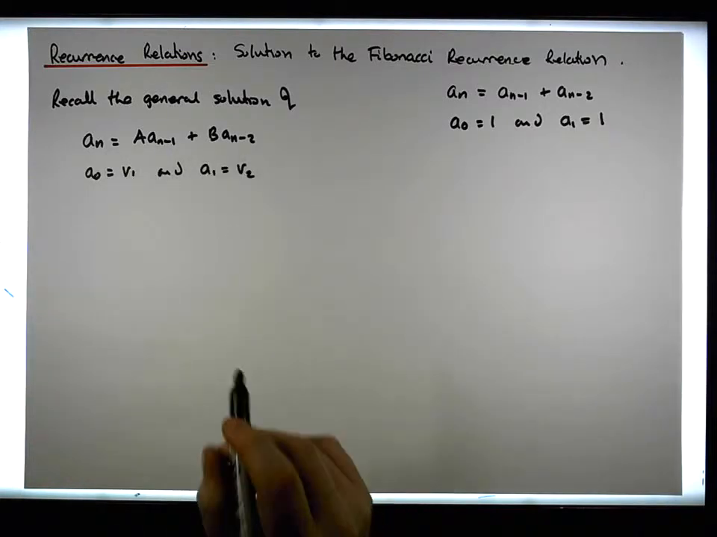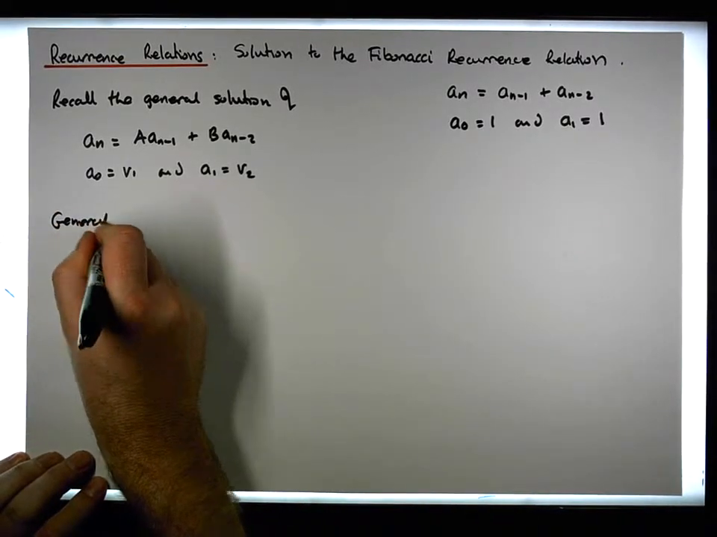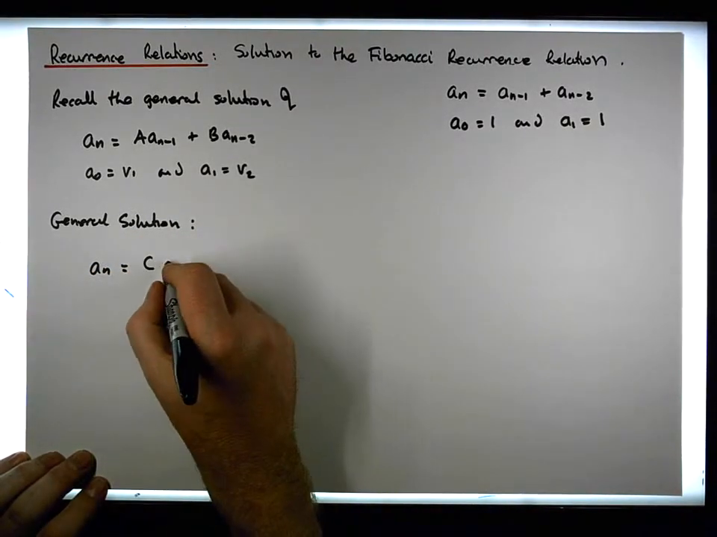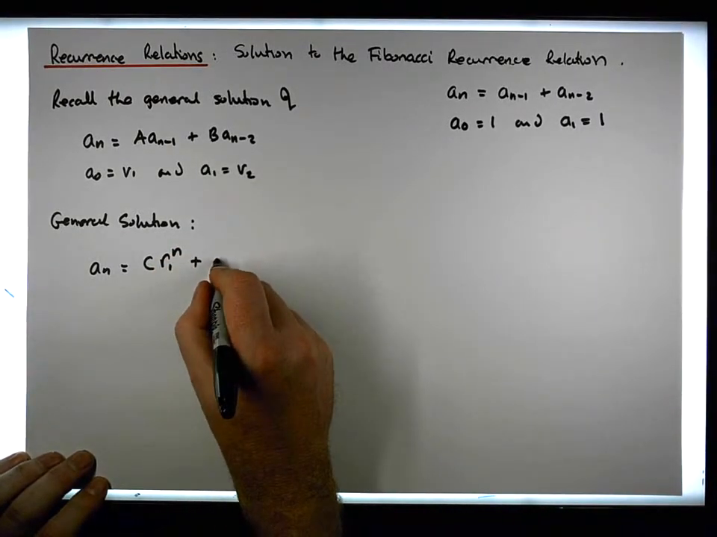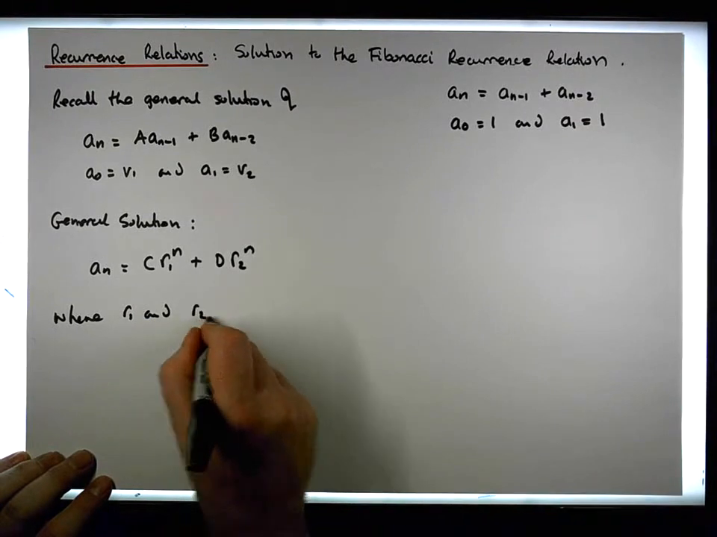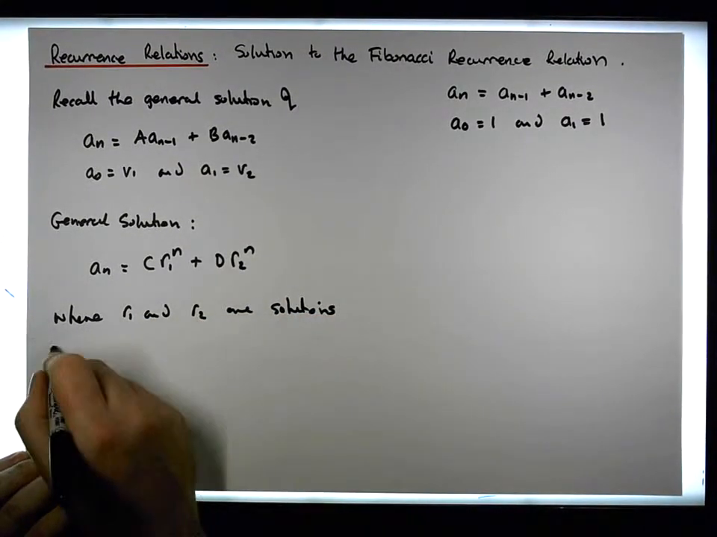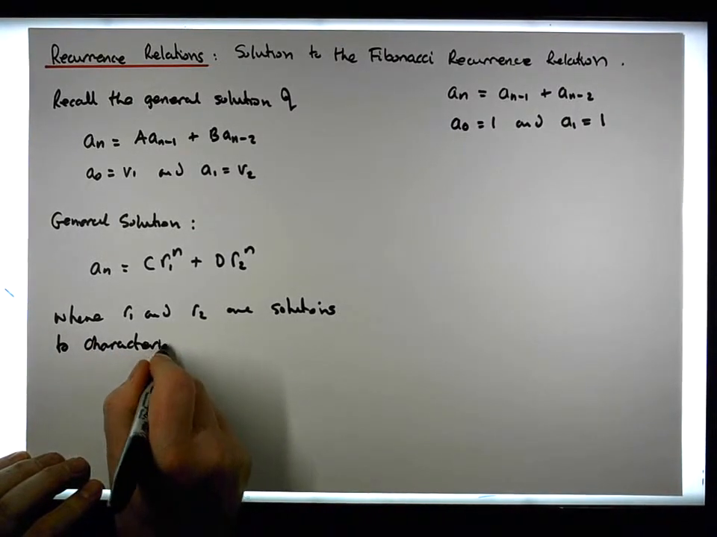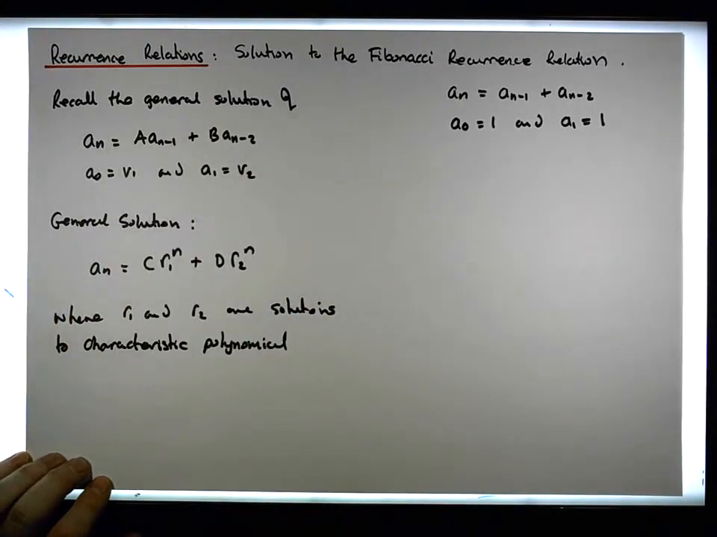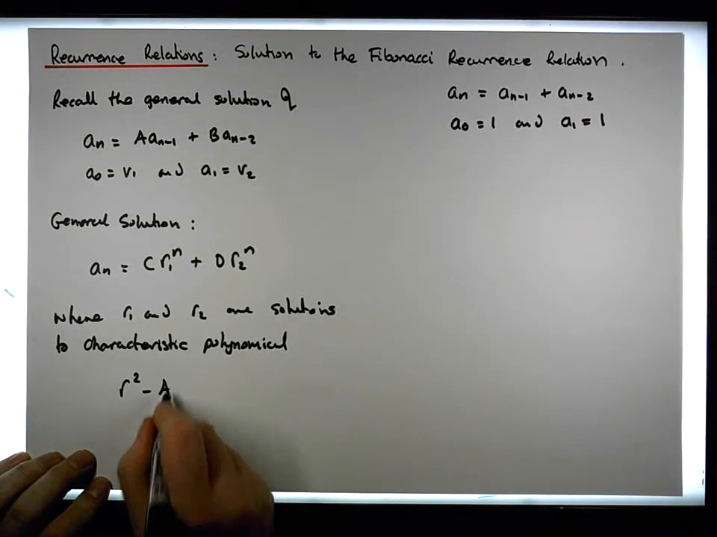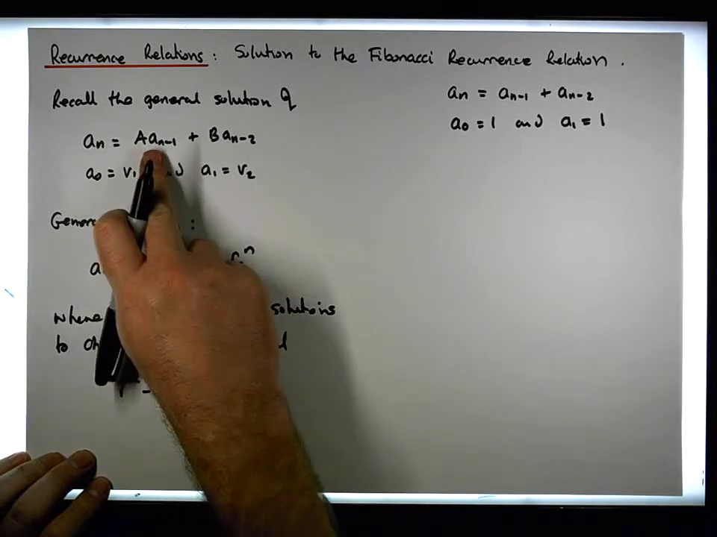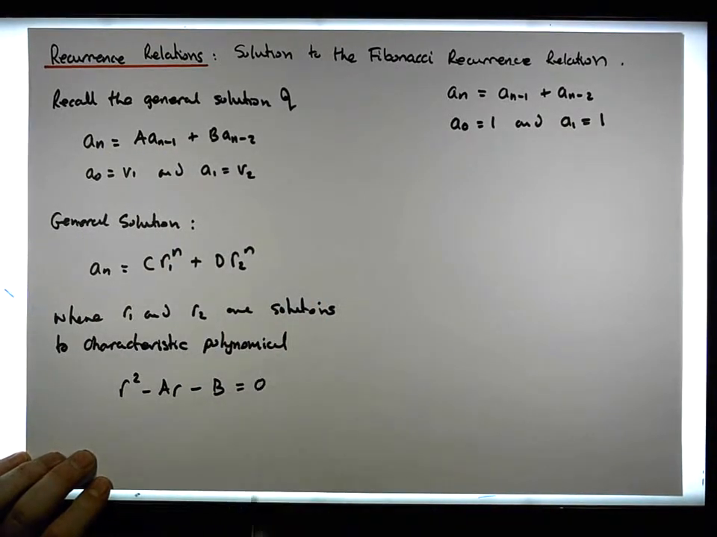And what we know is that the general solution is basically that the nth term is equal to some number c times r1 raised to the power of n plus some other number d times r2 raised to the power of n, where r1 and r2 are solutions to the characteristic polynomial. The characteristic polynomial for a degree 2 homogeneous recurrence is r squared minus a, the coefficient of the preceding term to the nth term, times r, minus b, which is the coefficient of the second term that precedes the nth term, which is equal to 0.